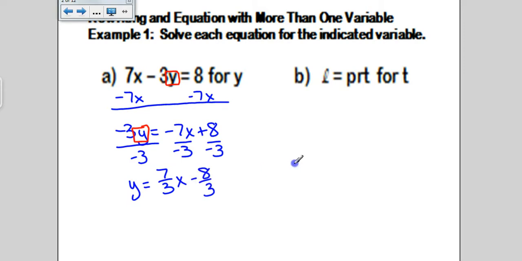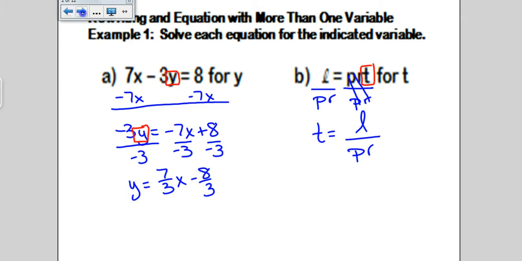Okay, letter B says L equals PRT, and they want you to solve for T. Well, normally I'd look for what's being added or subtracted to the variable to begin. Nothing is being added or subtracted to it. So all I have to think about is how to move the P and the R to the other side. Well, they're attached to the T by multiplication, so the opposite of multiplication would be to divide by P and R. And as long as I do it to both sides, I'm good. And I think we're done. T equals whatever the length is divided by PR.